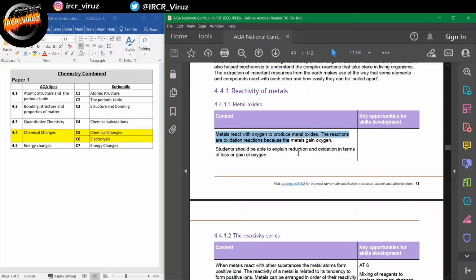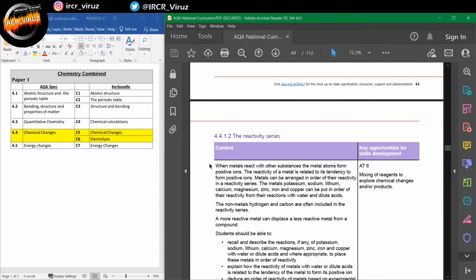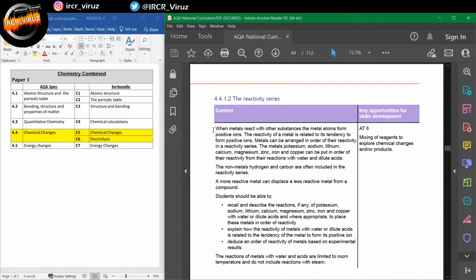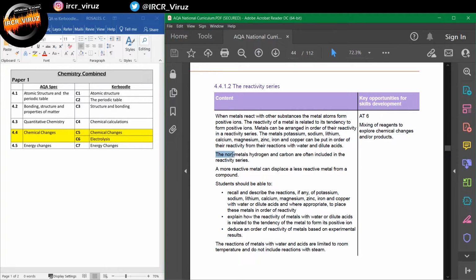So oxidation is going to be the gain of oxygen, and reduction will be taking away the oxygen. That's what you want to remember in terms of oxygen. Those of you doing higher, you're going to see why I'm placing emphasis on that. Now, the reactivity series is a list of metals from the most reactive at the top to the least reactive at the bottom. The only non-metal that turns into a positive ion is hydrogen, because normally metals turn into positive ions as they give away electrons.